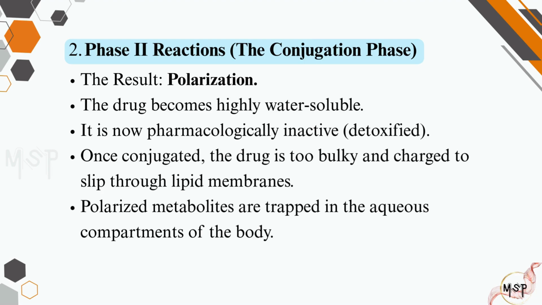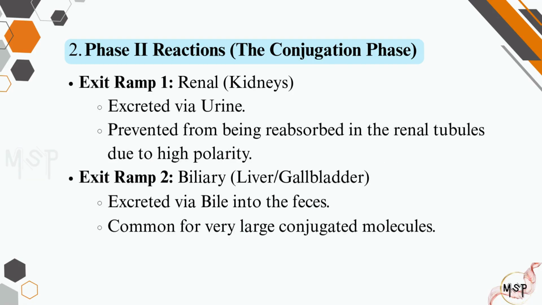Once a drug is conjugated, it is polarized. It can no longer dissolve in fats or slip back through cell membranes into the bloodstream. It is now trapped in the water pipes of the body. From here, the drug has only two exit ramps. It's either filtered by the kidneys into urine or dumped into the gallbladder to be sent out via bile. Phase 2 is the final eviction notice that ensures the drug actually leaves the building.